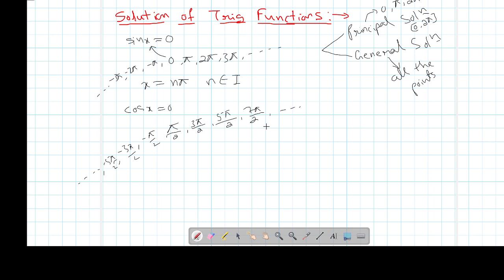Okay. So if you observe this pattern, it looks like 1, 3, 5, 7, 9, 11. On the left hand side, minus 1, minus 3, minus 5, minus 7. So it's odd numbers. How will you represent the odd numbers with an expression? Think over it, pause and think. How will you represent the odd numbers using an expression? Yes, this will be represented as (2n plus 1) pi by 2. So 2n plus 1 is the general representation for odd numbers.